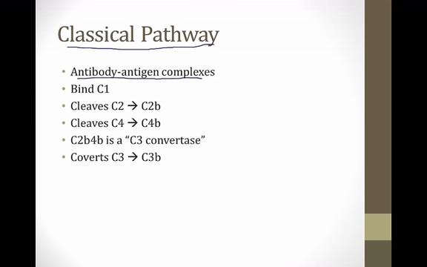Some antigen-antibody complexes can bind a complement protein called C1. We'll talk more about C1 in a minute. But C1 can cleave C2 into C2b, and it can cleave C4 into C4b. And then once again, just like in the lectin pathway, C2b4b can become a C3 convertase, and in this way it can convert C3 into C3b, and from there you can go on to kill bacteria.